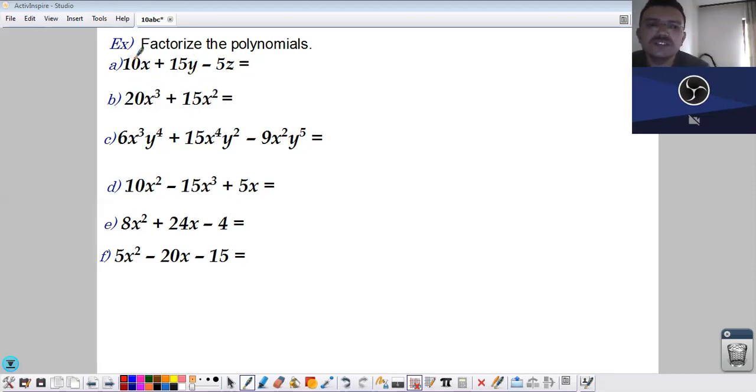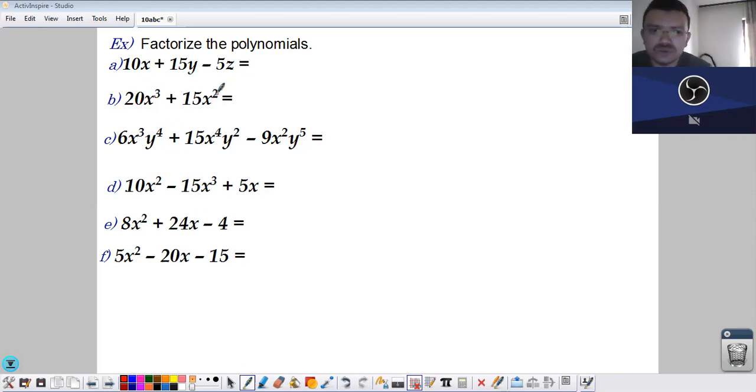If you check the first one, 10, 15, and 5, 5 is the common factor. 20 and 15, again, 5 is the common factor. When it's 6, 15, and 9, 3 is the common factor. The first thing is the common factor, how to factorize with that. And this first method, we are using in every case.